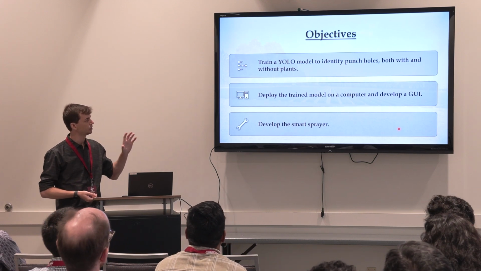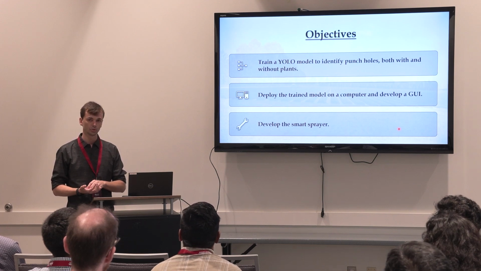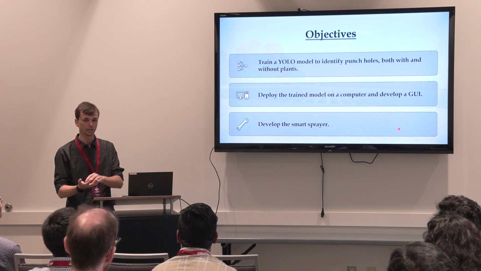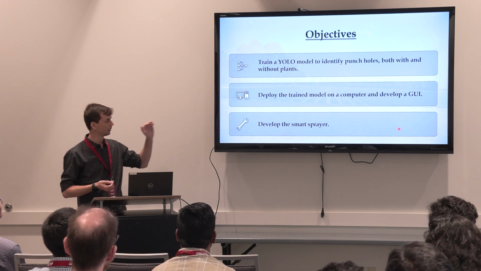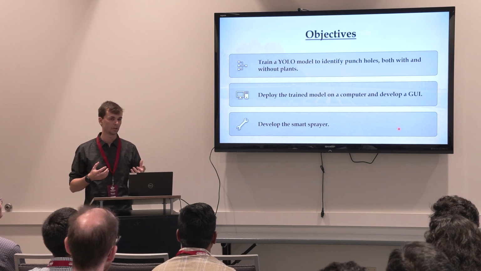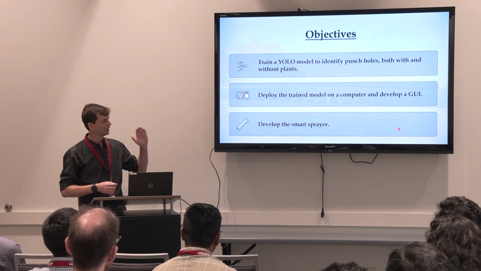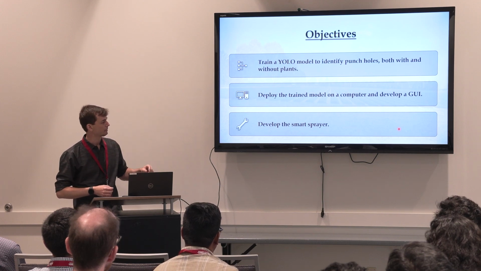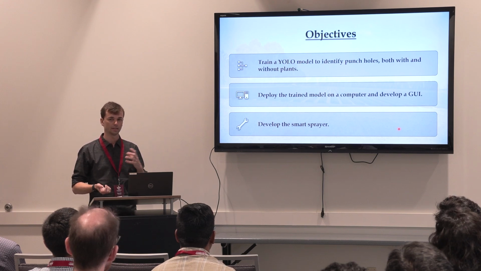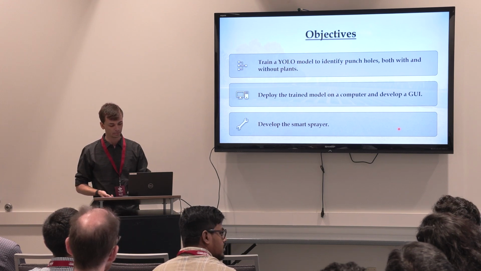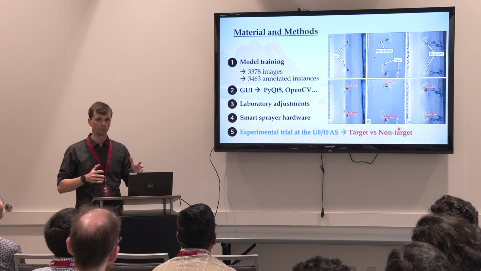So in this research, the objectives were: we trained a YOLO model to recognize the punch hole alone, or the punch hole with the tomato plants transplanted. We deployed the trained model in a custom computer. We did not develop the components, but we created the computer and a graphical user interface. And we developed the smart sprayer, and we ran some experimental trials to compare the savings between non-target and target application.